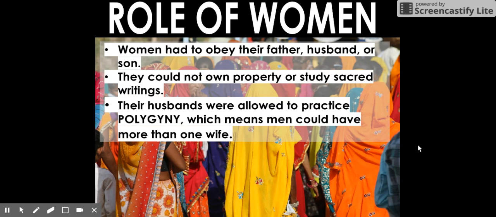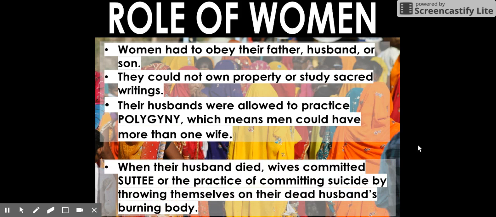Now, typically they would have more than one wife if their first wife could not have children, then they would take on another wife. Now, when their husband died, often wives would commit suti, or the practice of committing suicide by throwing themselves on their dead husband's burning body.